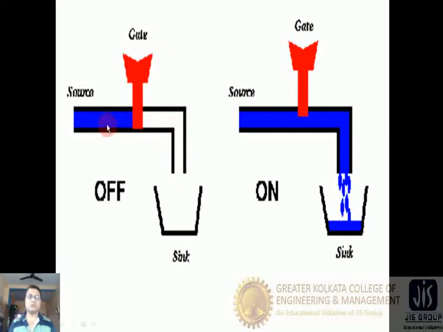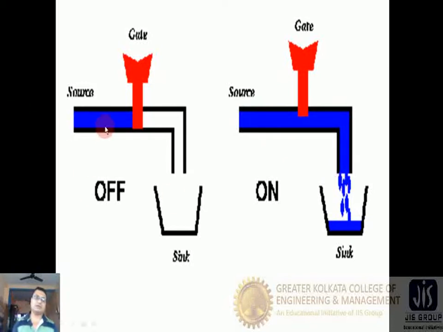When the gate is totally off, there is no water flow and we cannot get any water. When the gate is opened slowly, the water begins to flow from the source to the sink, and if we make this gate totally on, the maximum water can flow from source to sink. In the same way, the transistor works.